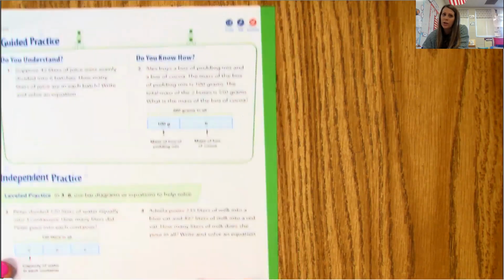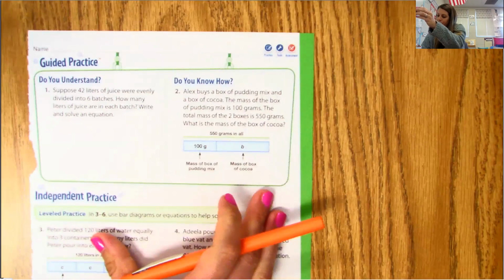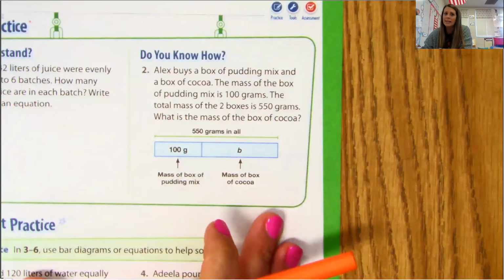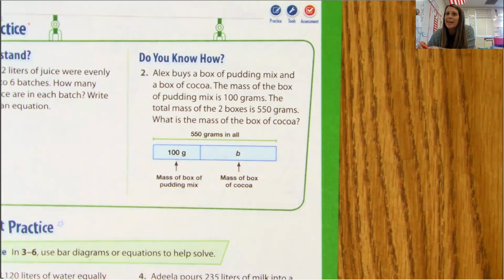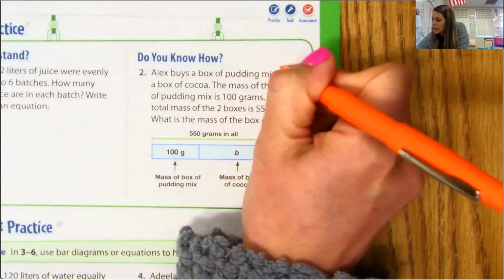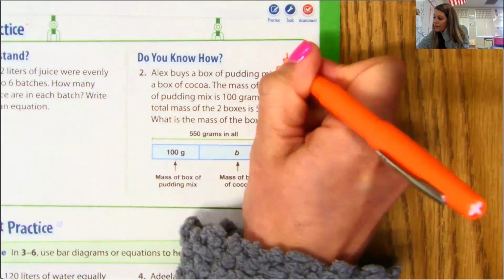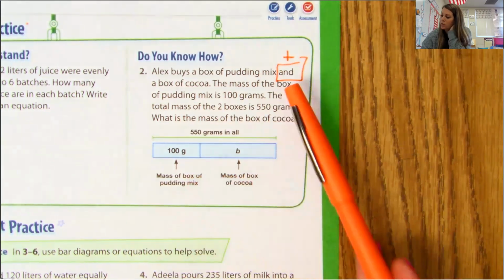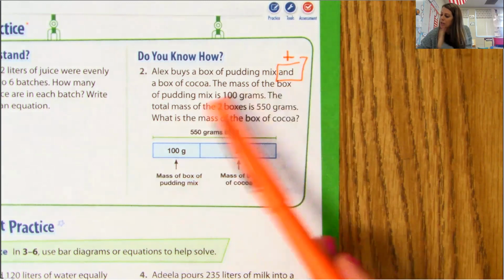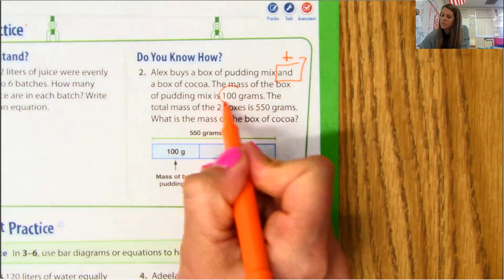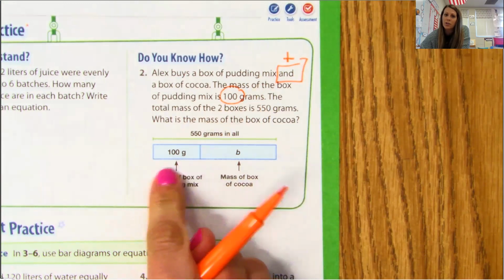So again, we are on 563, and we are looking at number 2. Alex buys a box of pudding and a box of cocoa. I'm boxing "and" because that's helping me know what. What does "and" mean? Addition, right? So we know Alex bought a box of pudding and a box of cocoa. The mass of the box of pudding is 100 grams. So they wrote that right here in the bar diagram.